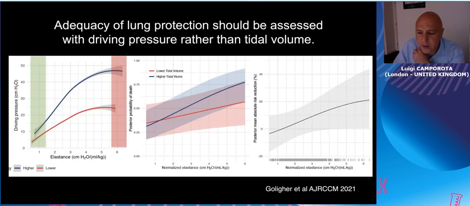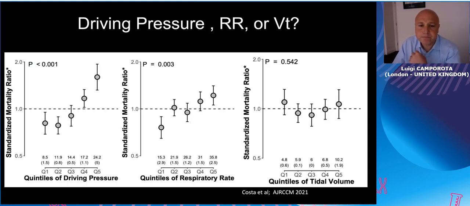And once more, recently, this paper has shown how important it is to consider the level of compliance or elastance when we decide about tidal volume. So in patients with low elastance, in other words, high compliance, there is very little difference in driving pressure in patients receiving low tidal volume or high tidal volume. But this difference becomes much more marked at high levels of elastance, in other words, when the lung volume is very small.